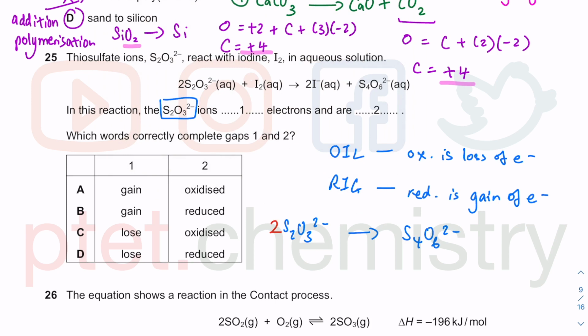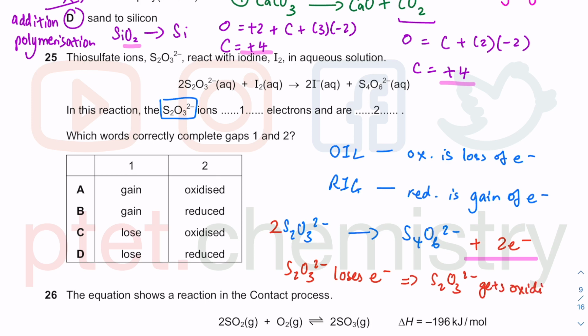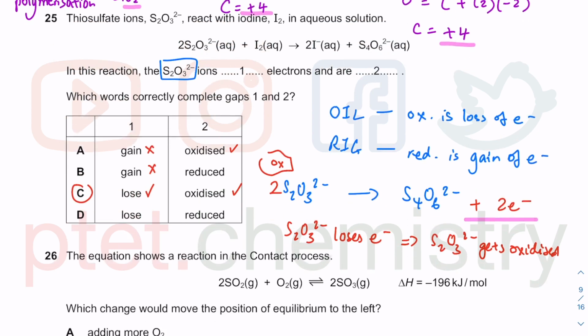What I'm going to do now is balance the charges. Minus 2 times 2 is minus 4 on the left. Minus 2 times 1 is minus 2 on the right. I'm missing a minus 2 on the right hand side, and having said that, I can see that I have added 2 electrons on the right hand side. It means from the left to the right, what actually happened? The S2O3 2 minus loses electrons. So therefore, the S2O3 2 minus gets oxidized. So that's your oxidation there, because you lose electrons there. So C must be the answer, not A and B there.